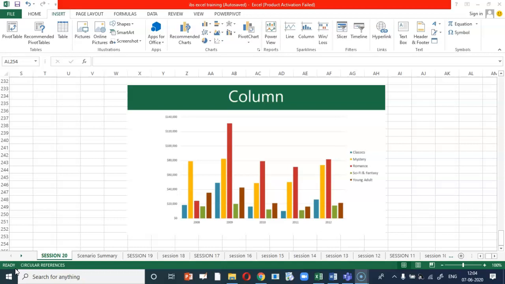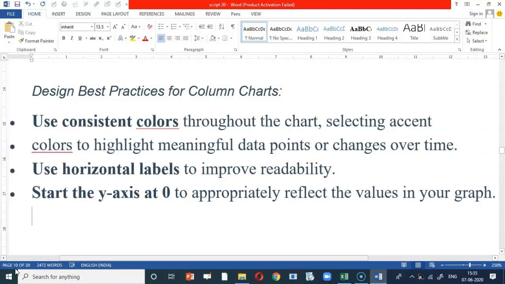So there are certain protocols which one should follow. The best design practices for column charts are: use consistent colors throughout the chart, selecting accent colors to highlight meaningful data points or changes over time. Use horizontal labels to improve readability, and start the y-axis at 0 to appropriately reflect the values in your graph.